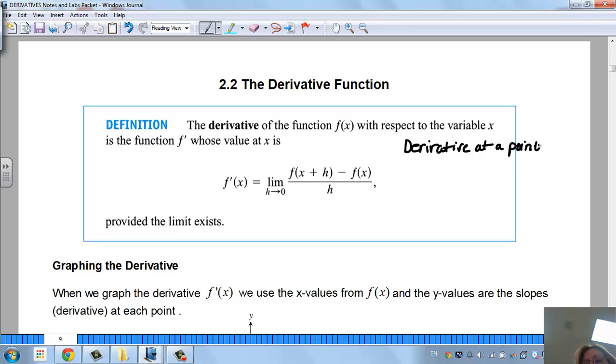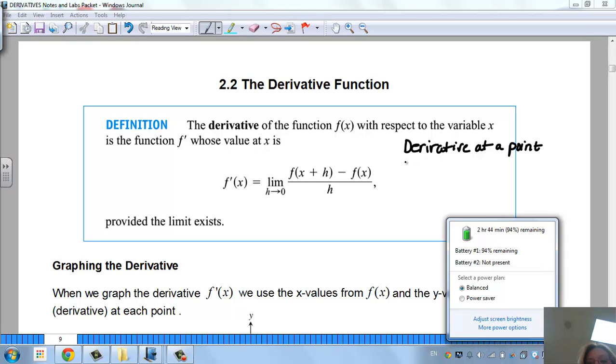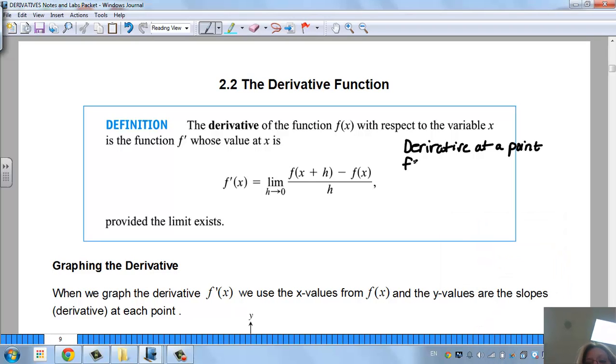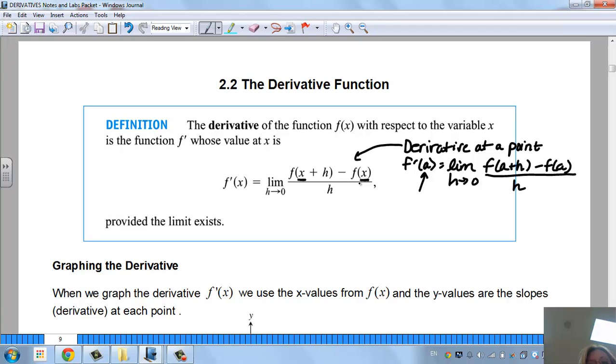The only difference with what you did at a point was we called it f prime of a equals the limit as h approaches 0 of f of a plus h minus f of a all over h. So basically this was a specific point on your graph. And what we're going to be doing now is moving to this, where we let the x's stay in there so that we can come up with a derivative function. Then we can plug in any x value we want.